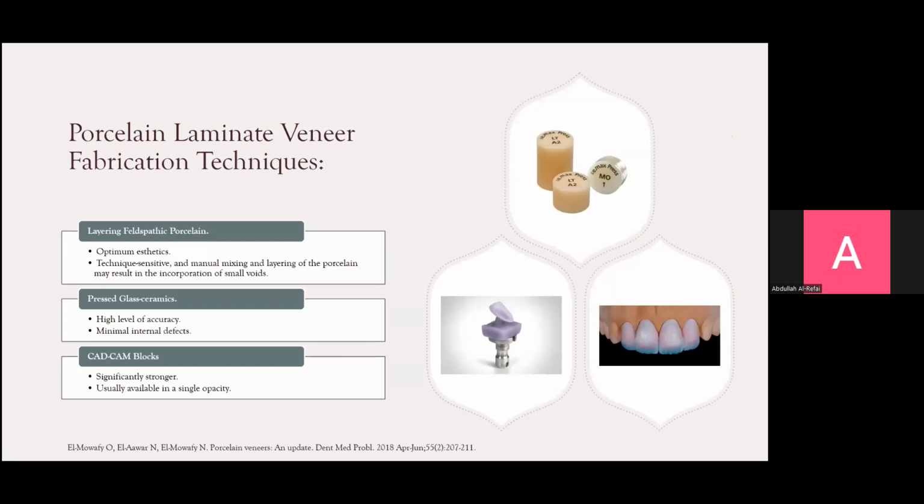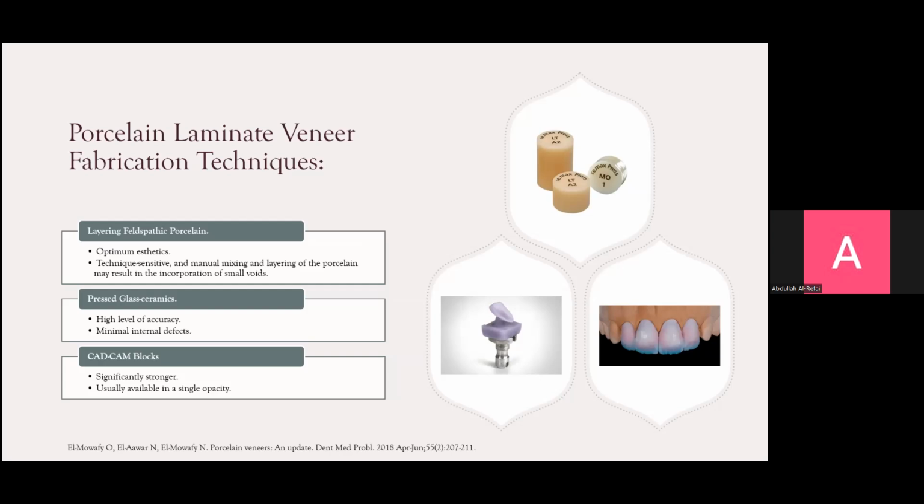Pressed glass ceramic. This technique utilizes heat pressing, mainly with lithium disilicate. This technique has higher accuracy and fewer internal defects than the previous layered technique. Finally, milling from CAD-CAM blocks. Veneers produced by CAD-CAM milling are significantly stronger than those produced using the layering technique. CAD-CAM blocks are usually available in a single opacity. However, nowadays, multiple opacity blocks are available, and this limitation has been overcome.